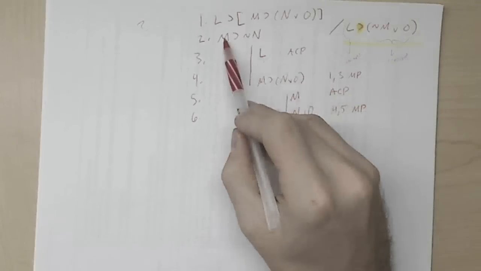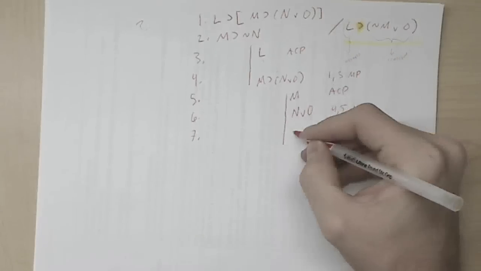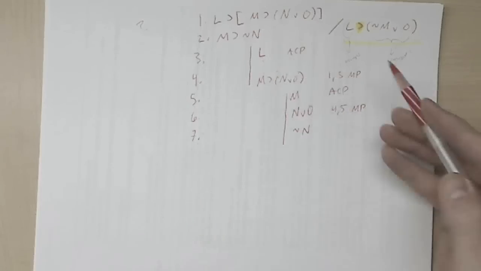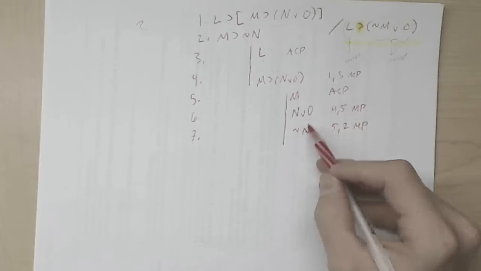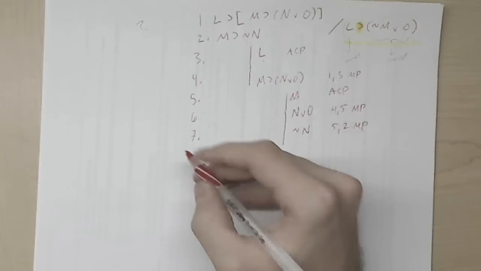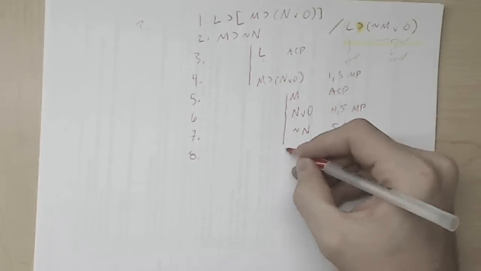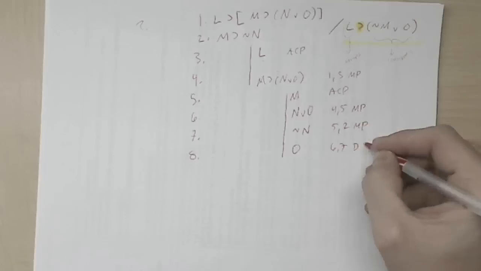Now that I have M, I have not N as well, right? So line 7 is going to be not N, and that's line 5 and 2, modus ponens. If I don't have N, that means I must have O, right? So that's line 8 here is going to be O, and that's because of lines 6 and 7, disjunctive syllogism.